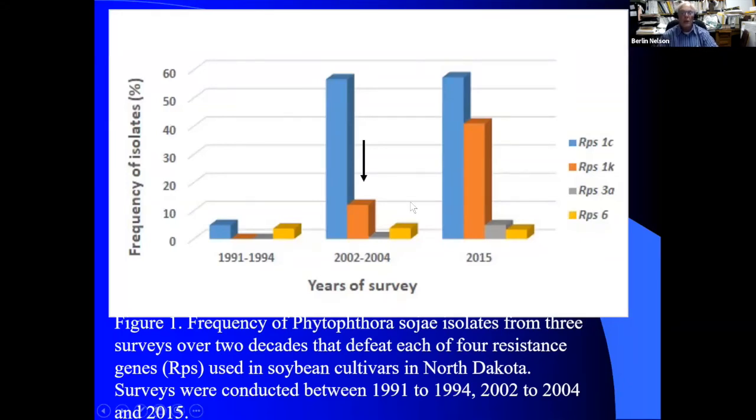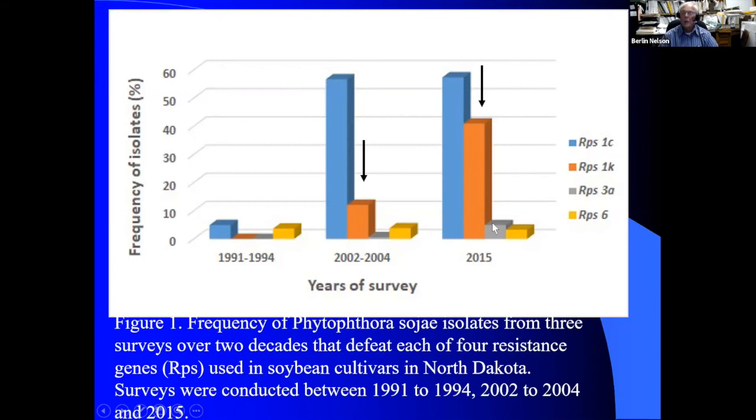Notice right here, this is the data from 2002, 2004, and that was the frequency of isolates that would attack the 1K gene. Notice that's about 12%. Now jump to 2015, a little over 10 years later, and look at that number. It's up to 40% of what we took out of those three or four counties down there. Now we're seeing a tremendous increase in the isolates that can attack the 1K gene.